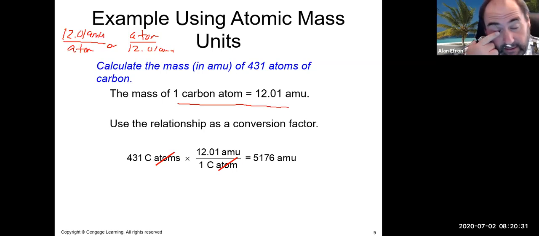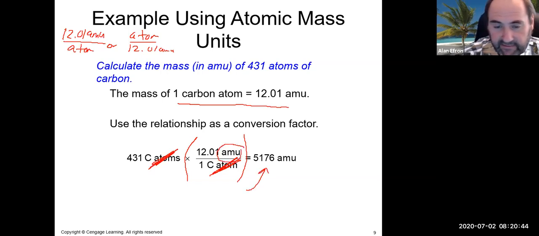Remember that it's been a little bit since we've done some calculations, but we do want to set it up the dimensional analysis way so that we can see the units canceling. So again, we can see that the atoms cancel, leaving us with AMU, which gives us 5176 AMU.